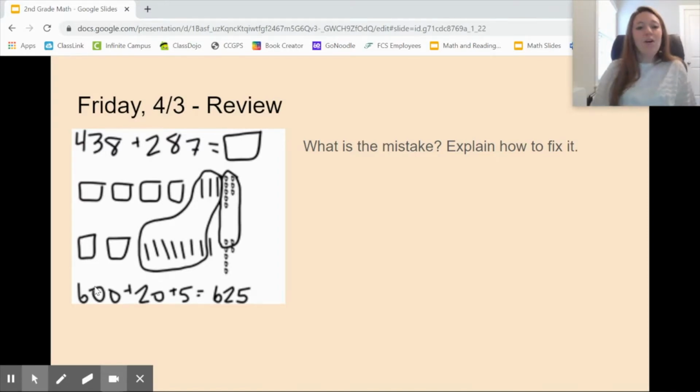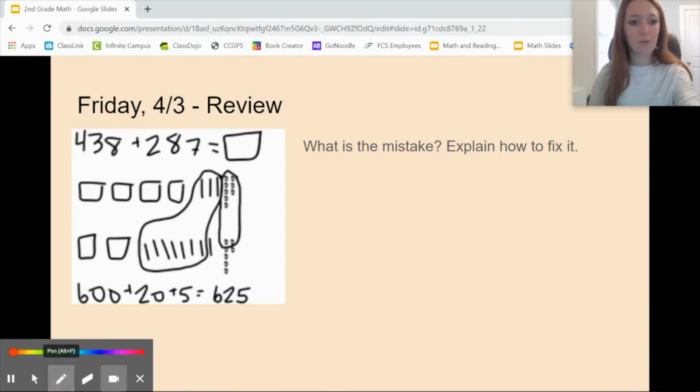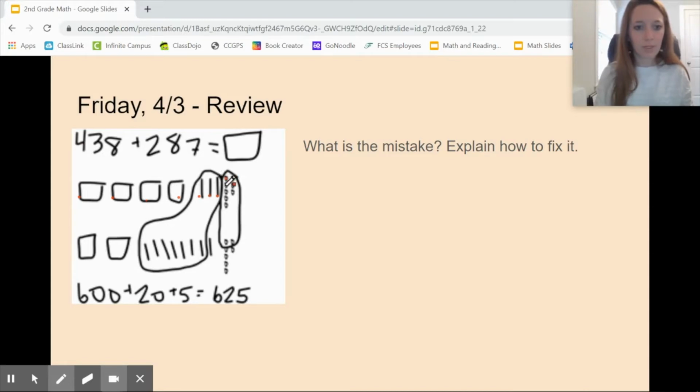Welcome back. 438 plus 287 equals unknown. So what I'm first going to do is make sure that they drew it out correctly. 100, 200, 300, 400, 10, 20, 30, 1, 2, 3, 4, 5, 6, 7, 8. 438. Great. 287. 100, 200, 10, 20, 30, 40, 50, 60, 70, 80, 1, 2, 3, 4, 5, 6, 7. Okay, looks like they drew that correctly too.